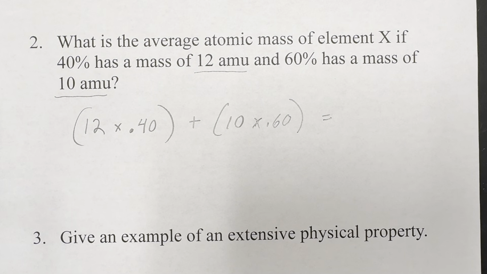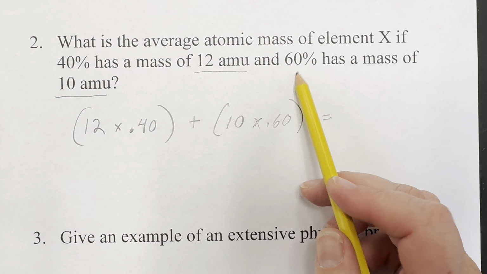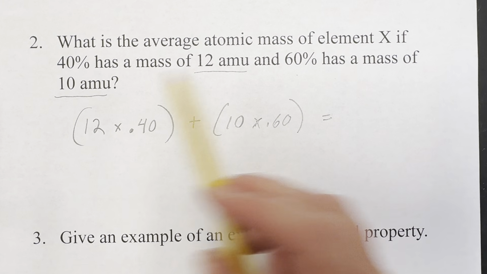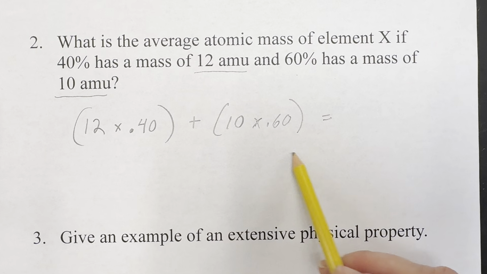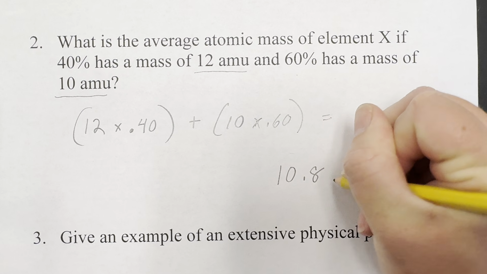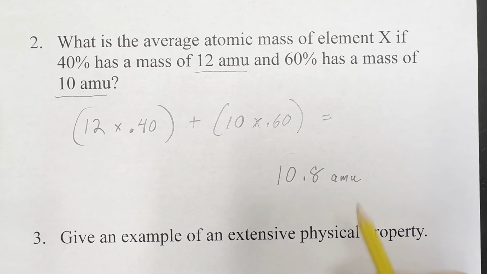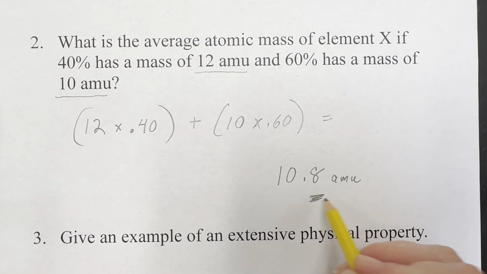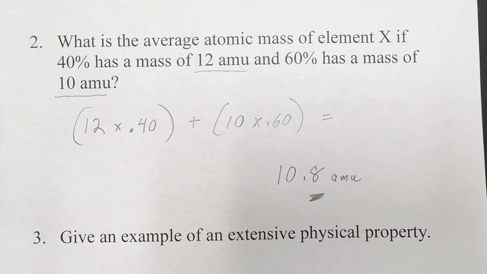Remember, your answer should be between 10 and 12, and we can say, all right, well, I think it's going to be a little closer to 10 because 10 occurs 60% of the time. When you put those values in your calculator, you get an answer of 10.8 AMU is your label, atomic mass unit. You must have a tenths place. If you were to round this to 11, it would be completely wrong and you've missed the point. You must have a tenths place when it comes to average atomic masses.